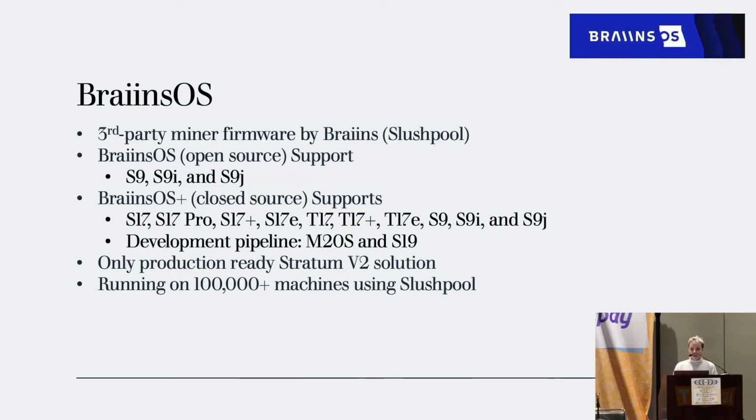So starting with Brains, they are doing an astounding job developing this firmware. It's already in production. This is the only production-ready Stratum V2 implementation today. There's two parts of this project. There's BrainsOS, which is the open-source project, and it runs on a few S9s. And then there's BrainsOS Plus, which is a closed-source fork of BrainsOS, and it has some closed-source auto-tuning in there. And it has several more machines available. So yeah, it's running on 100,000 plus machines right now, which is an incredible feat that I think we should be celebrating as a community.